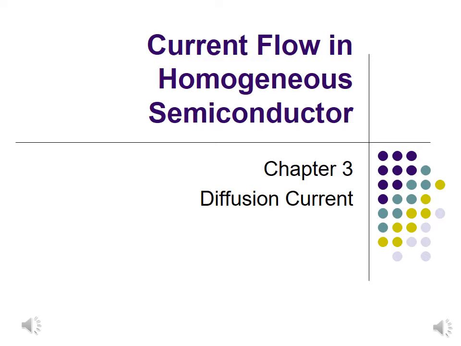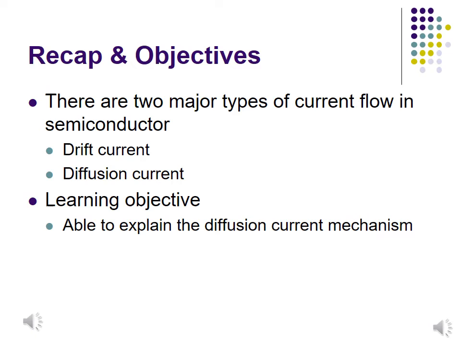Hello everyone. Today we are going to discuss chapter 3, current flow in homogeneous semiconductor, focusing on diffusion current. Before I start, let me recap what we have learned previously.